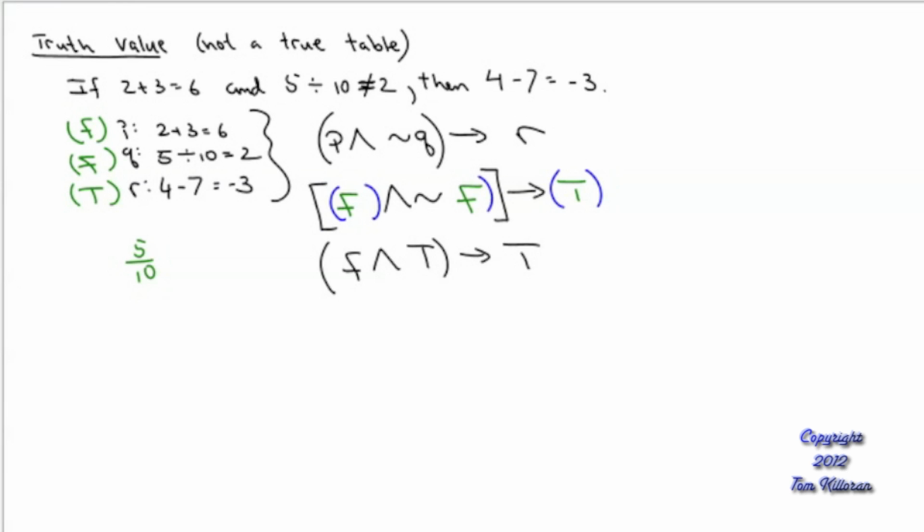Now, where do I work first? In the parentheses, false and true. That's false, because and is only true when both are true. So this inside must be false. Arrow off to a true. Now, if false, then true. T to F would make it false, but this is F to T. So this one must be true.